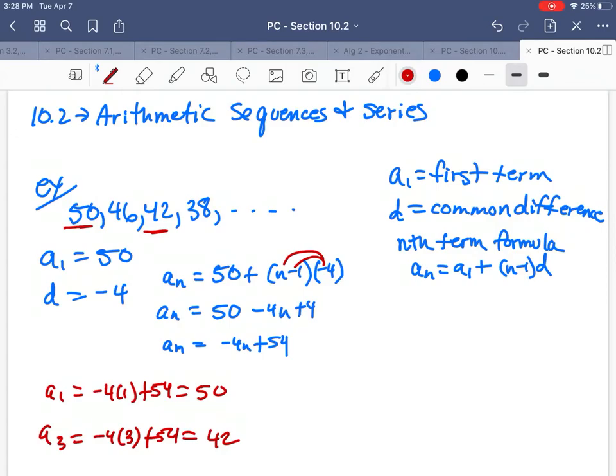All right, and so this gives you a way of finding a formula for the arithmetic pattern that you go right here. So this is all for the arithmetic nth term. There'll be some other formulas coming in that I'll tell you about too.